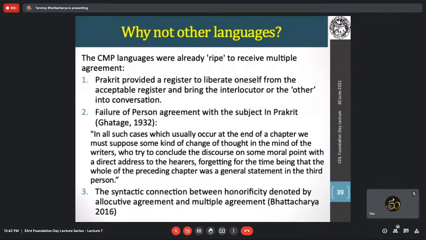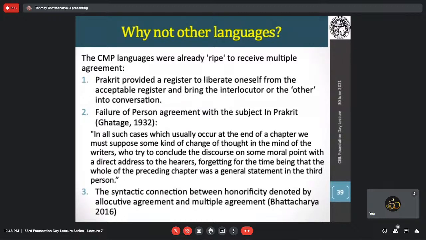And this is my idea of bringing in the other, the interlocutor, in your sentence, in fact, and the development. So basically this earlier form of Prakrit and these Magadhan languages are just waiting, ready to accept this kind of multiple agreement phenomena. And then with the contact with the Kiratas, my thesis is that this was readily accepted. Also a third reason: the syntactic connection between honorificity, which is a very prominent marker of these CMP languages, not the Tibeto-Burman languages, denoted by this addressee agreement and multiple agreement, which I've explored syntactically and theoretically in earlier work, is also a reason. So I think all these three, four reasons together give an answer why no other Indo-Aryan languages got this phenomenon.